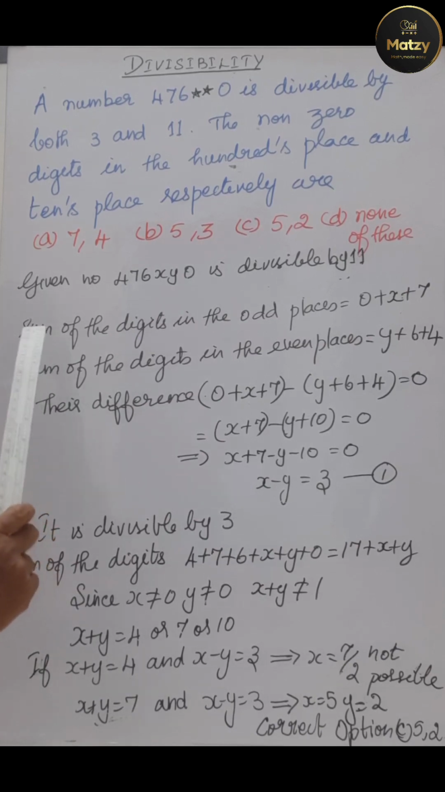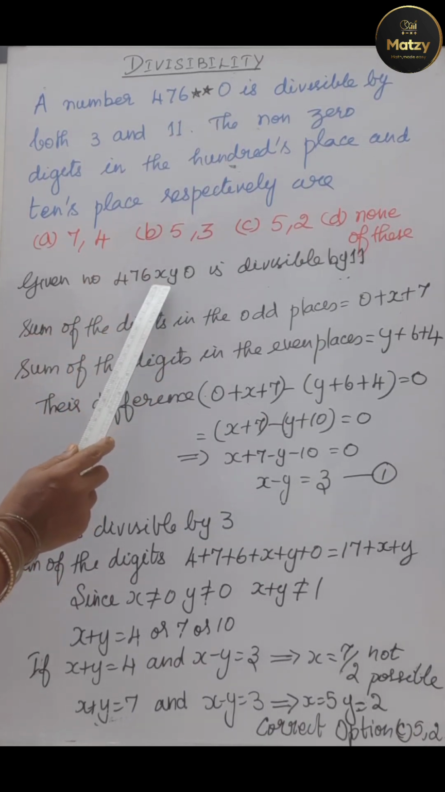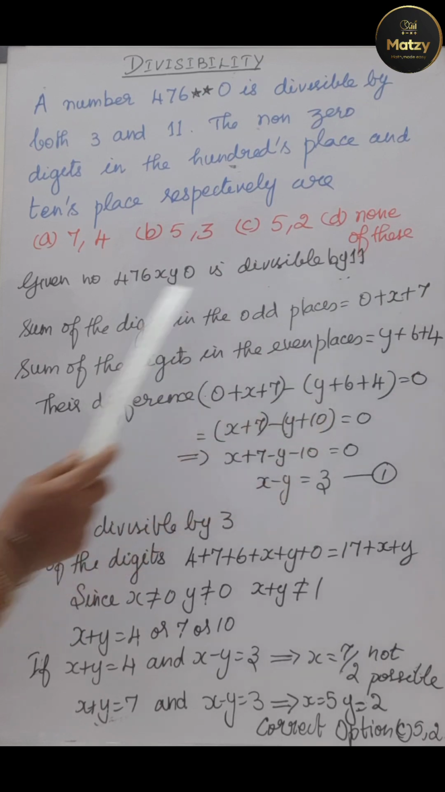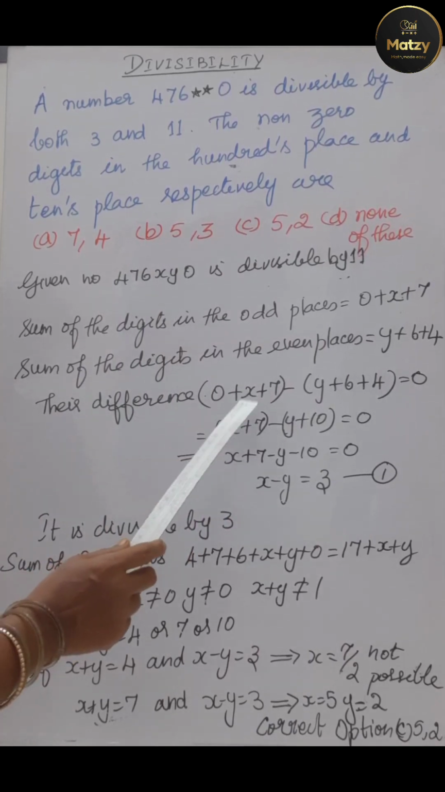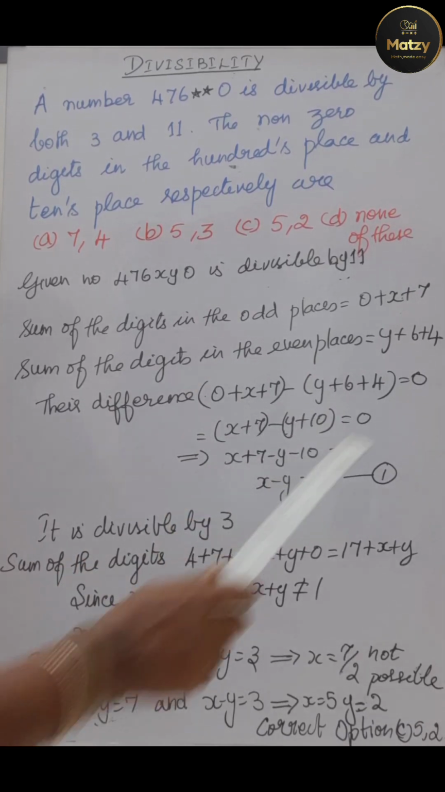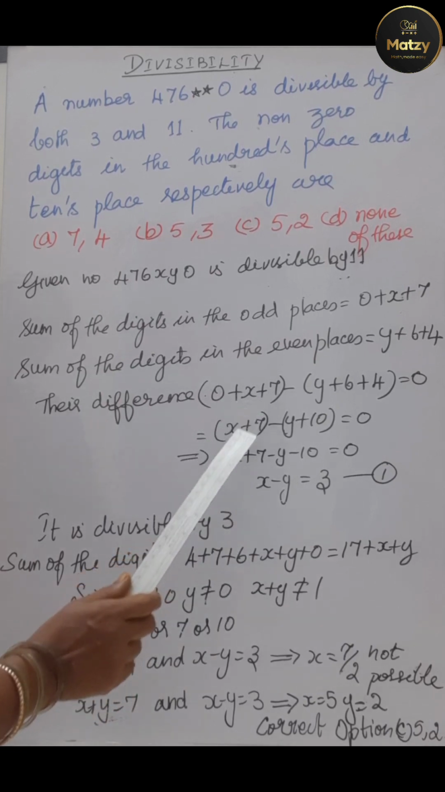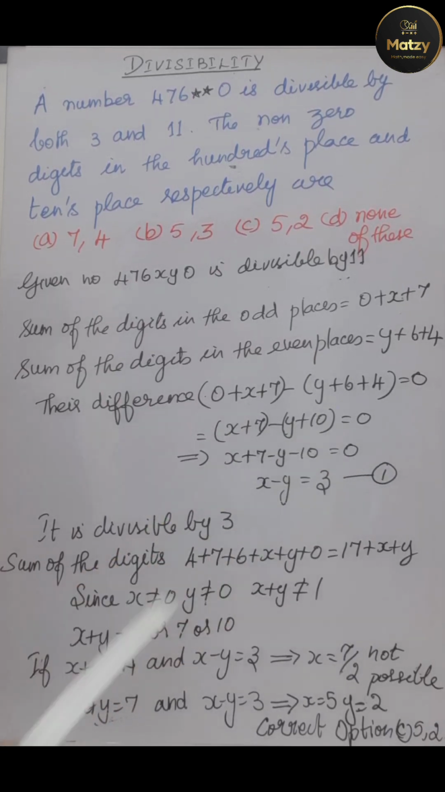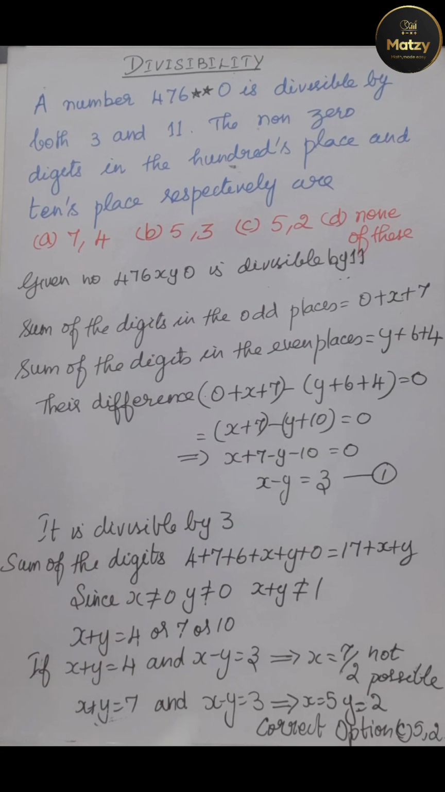First I am finding the sum of the digits in the odd places: 0 plus x plus 7. Then the sum of the digits in the even places: y plus 6 plus 4. I am finding the difference. So (0 plus x plus 7) minus (y plus 6 plus 4) is equal to 0, because if the difference is 0, then the whole number is divisible by 11. So x plus 7 minus y plus 10 is equal to 0. After simplification I got x minus y is equal to 3.